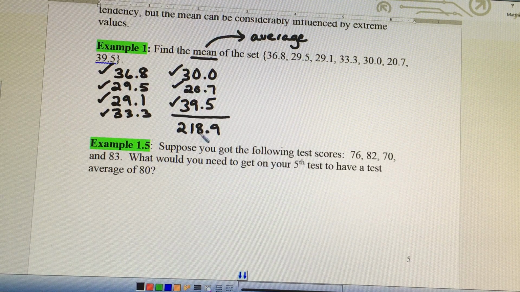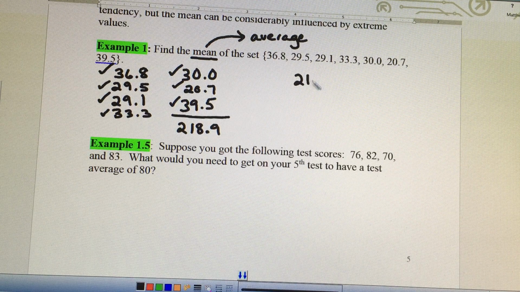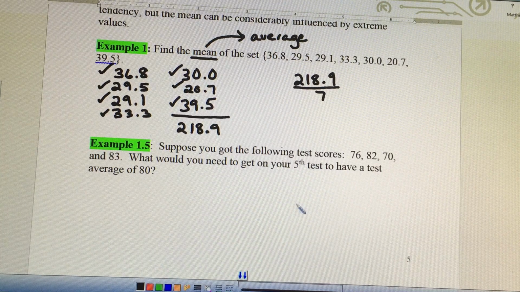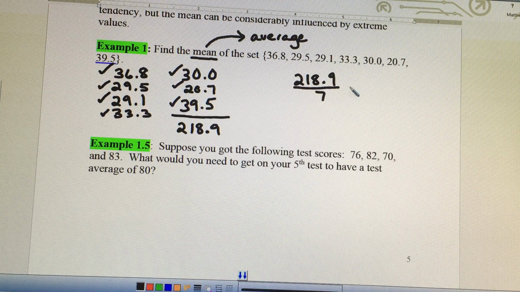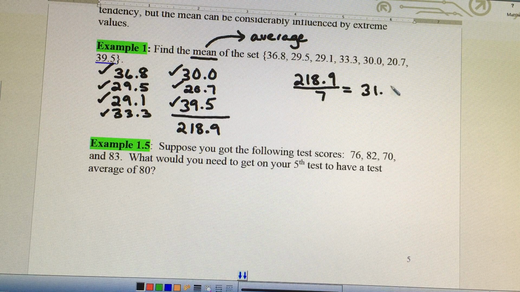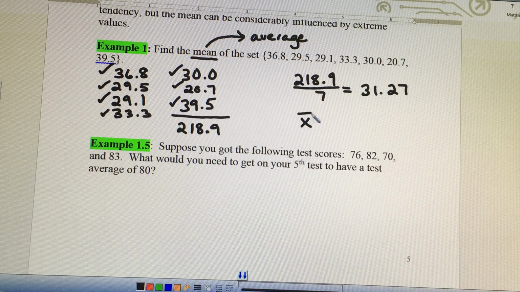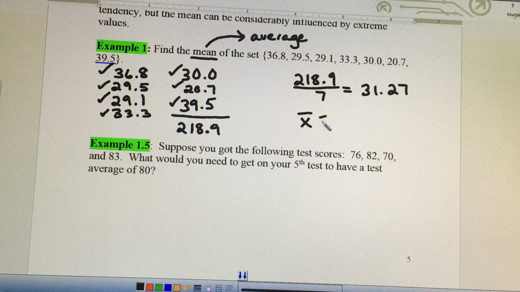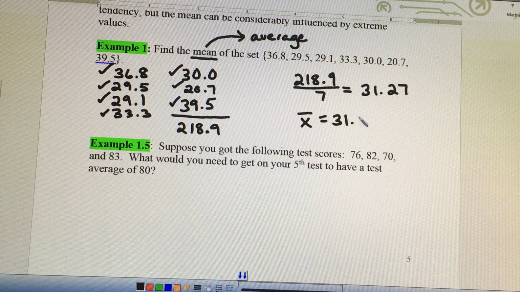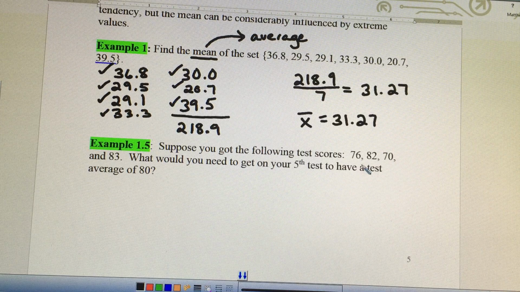So take your calculator, and now that you got 218.9, we want you to divide that by 7. And you may not get a perfect answer here, but the number that you're going to come closest to is 31.27. That's the number that we would say is our mean. And we have a special symbol for that in this chapter. The mean has this symbol called x bar. So go ahead and put x bar equals 31.27. And you just found the average for those 7 numbers. Okay?